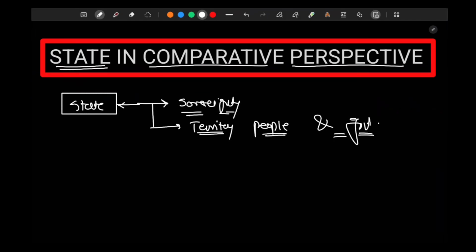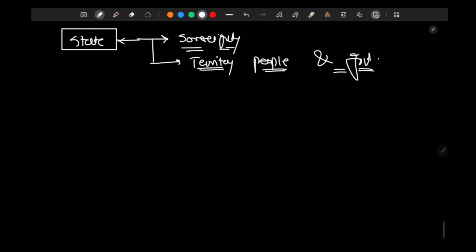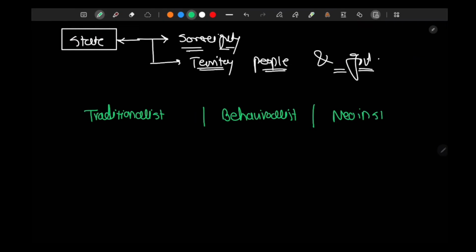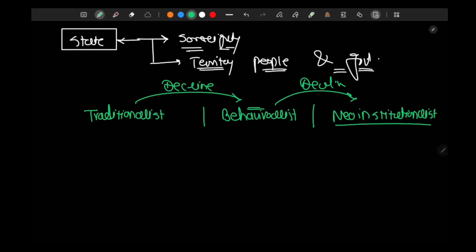Now we are seeing these four elements in comparative perspective. So we have to compare the traditionalist with the behavioralist and with the neo-institutionalist. Always connect the last topic with the first topic. So you see decline, again decline: the solution to the first decline was behavioralism, and the solution to the next decline was neo-institutionalism or post-behavioralism.